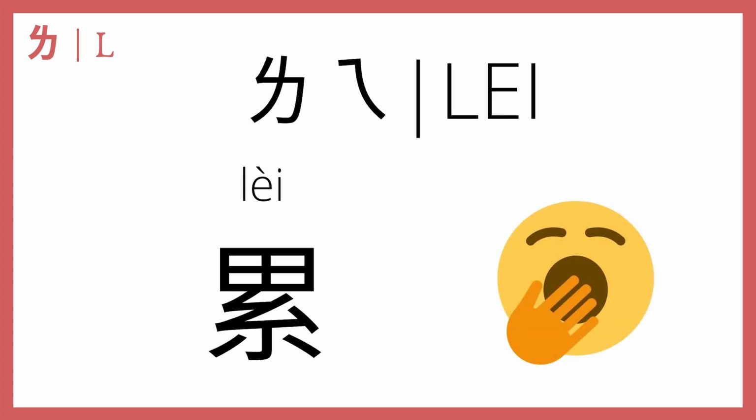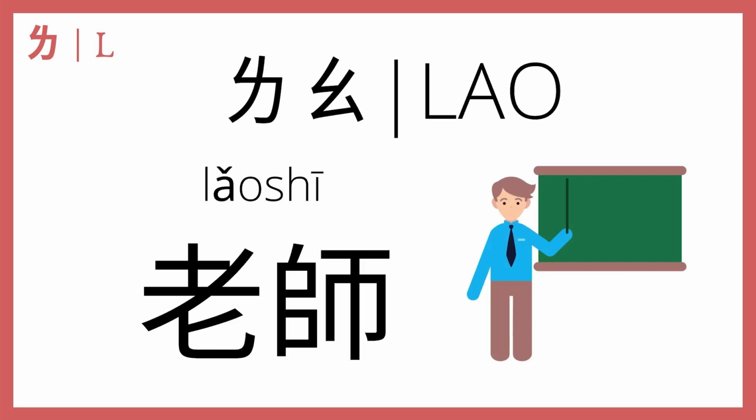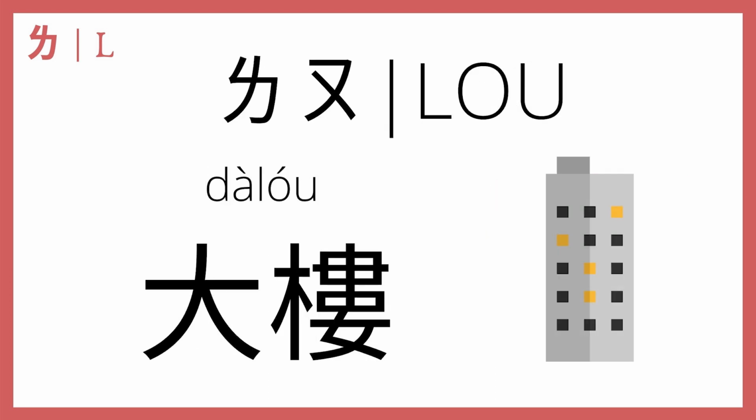In the fourth tone, lei means tired. 我累了 means I'm tired, lei. Le plus ao makes lao. In the third tone, you get lao, as in 老师 or teacher, 老师. Then le plus o makes lo, as in 大楼, which means a large building, a skyscraper, 大楼.